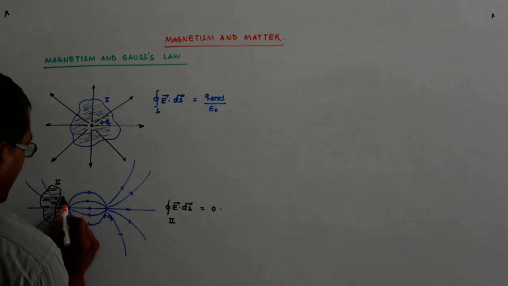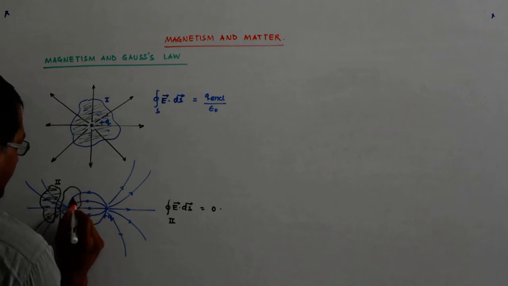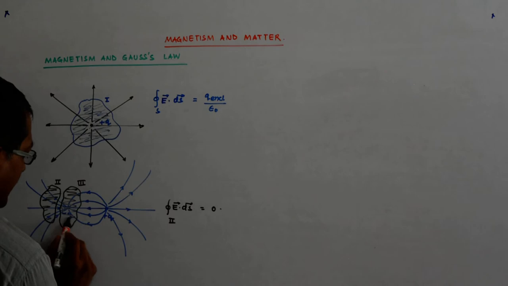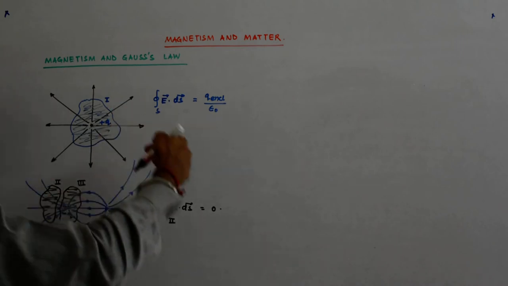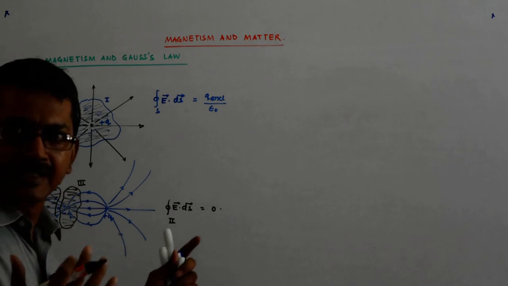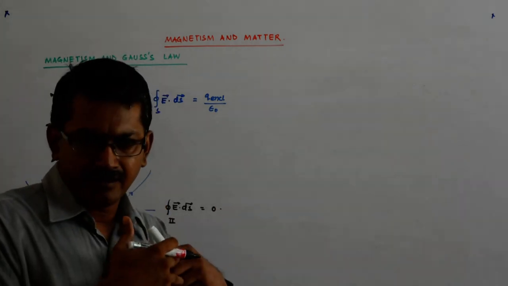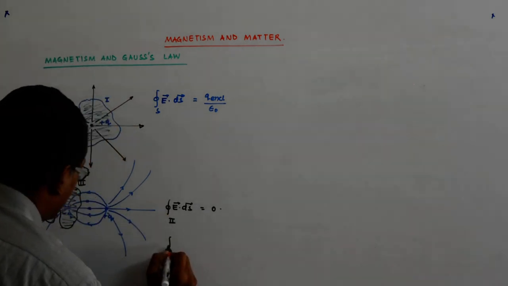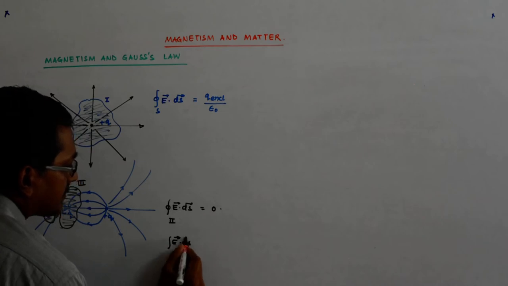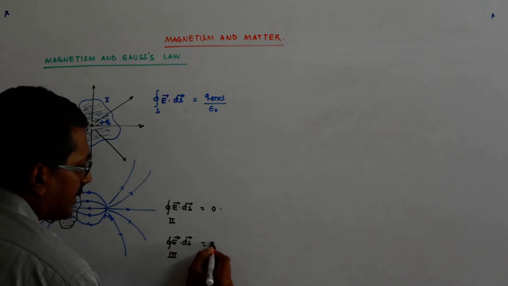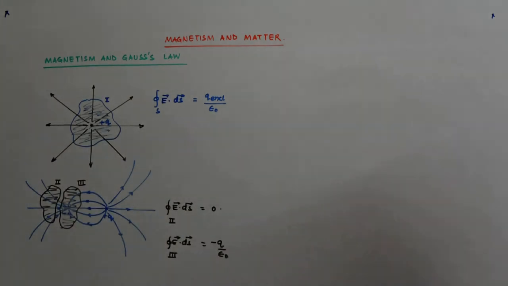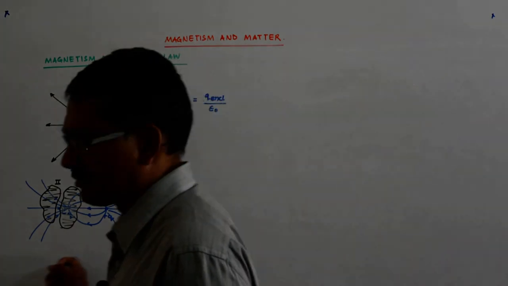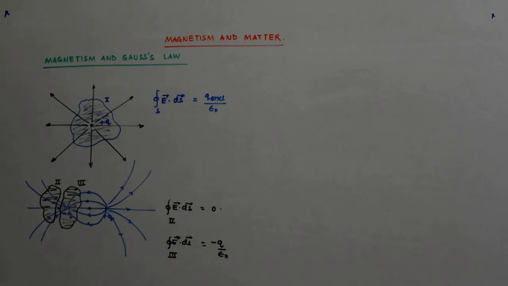In contrast, if I had made a surface somewhere here, surface number 3, then what would have happened? There is a net influx. From the left also there are lines entering, from the right also there are lines entering. So there is a net influx of lines there. Okay, and E dot ds for the third will be minus Q upon epsilon naught. And it is actually enclosing a charge minus Q. Do we understand?